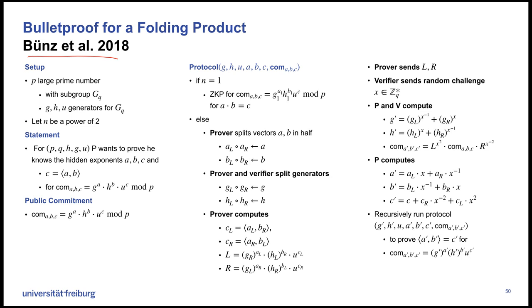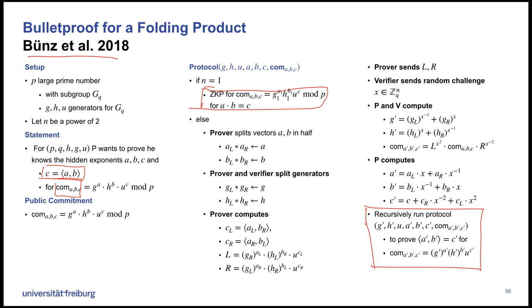I want to show you similarities to the things that we have seen before, and what is a statement. So we have a commitment here of A, B, and C, and we want to prove that C is A times B, but in this strange way. Now the similarity is that if n is equal to 1, we can solve that in a constant number of steps. So that's the same structure as we have seen before. And here we also have the idea that we do a recursive run, and we have decreased the length of vector A and vector B and the generators G and H to half. It's also the same that we've seen before.